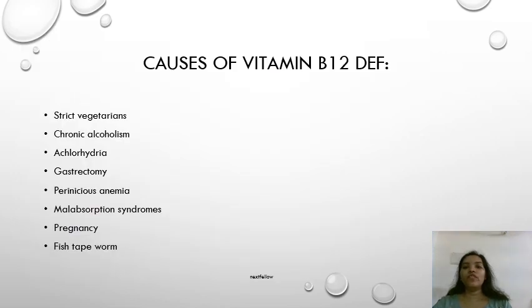Causes of vitamin B12 deficiency. Strict vegetarians, chronic alcoholism, achlorhydria, where there is decreased production of HCl, and there are also antibodies produced against the parietal cells, which we call pernicious anemia or atrophic gastritis. Gastrectomy, where a part of the stomach or the entire stomach is removed.